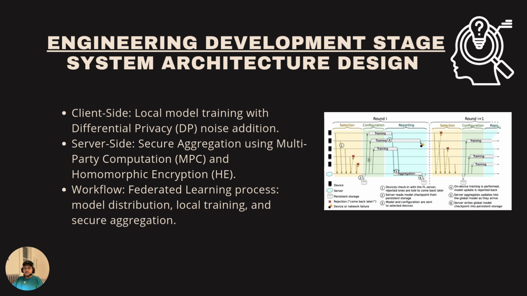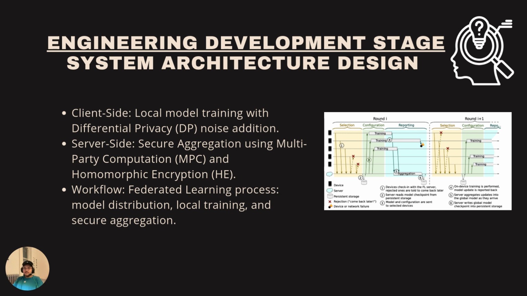So in the system architecture design, the focus is on creating a modular and scalable structure that ensures data privacy while maintaining system performance. The architecture operates in two main components. On the client side, devices perform local model training using their private data to ensure privacy. Differential privacy is applied, which introduces Gaussian noise to the updates before they are sent to the server. This step ensures that the individual data points remain confidential and cannot be reverse engineered.